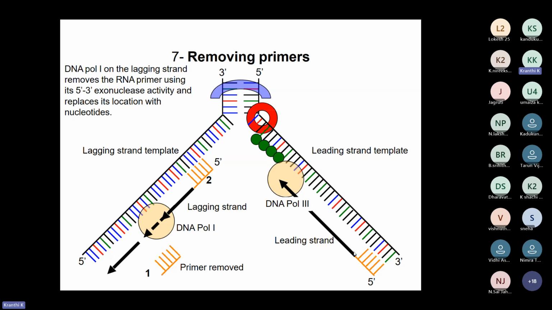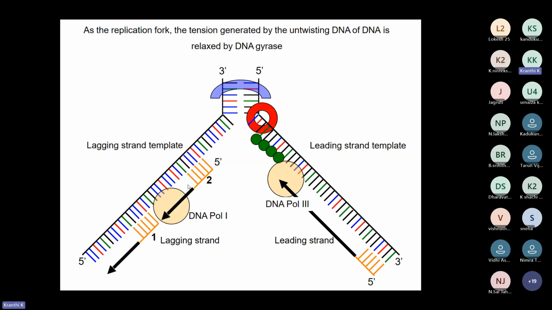Now, removing the primers. In the leading strand, the continuous strand will form, so there is no problem here. But in the discontinuous strand, RNA primers are there. From each RNA primer, the nucleotides get added. So once the replication is finished, the discontinuous strand has RNA primers in between, here, here, here, like that. We don't need these RNA primers, so they should be deleted.